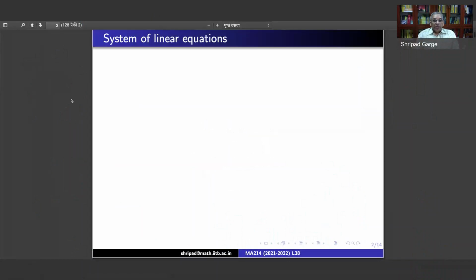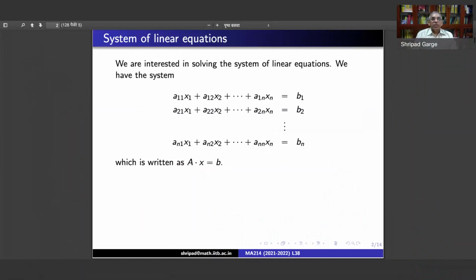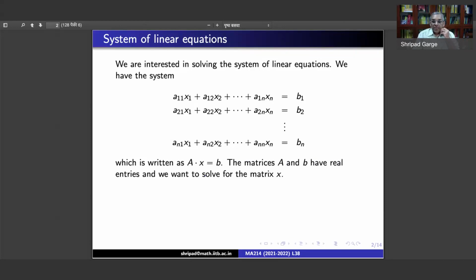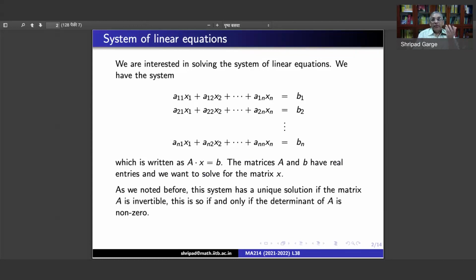All right. So we are interested in solving the linear system, the system of linear equations. This is the system: an n by n matrix multiplied by a column matrix of the variables equal to a column matrix of the entries. So this is written as A x equal to B, and we want to solve for the matrix X using A and B, which have real entries. As we have noted already, this system has a unique solution if the matrix A is invertible.